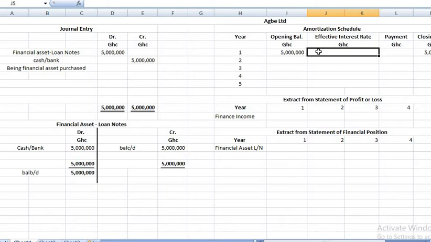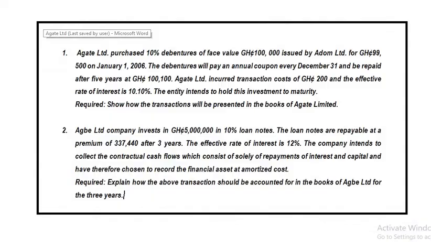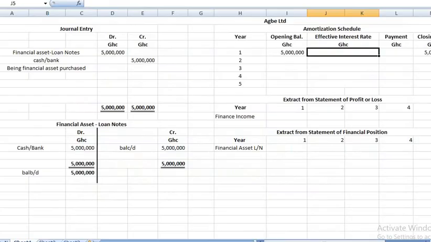So we are going to charge the effective interest rate on the face value, or on the value at the beginning of the year. But since in this question the opening value is the same as the face value, that's why I'm saying on the face value. So it's the same thing. So we are going to charge the effective interest rate, which is 12%. Let's always take note: effective interest rate is 12%.